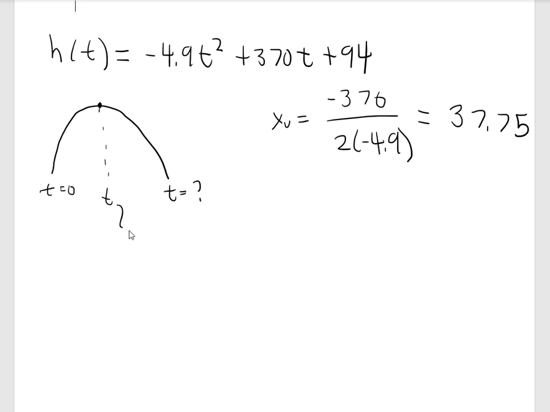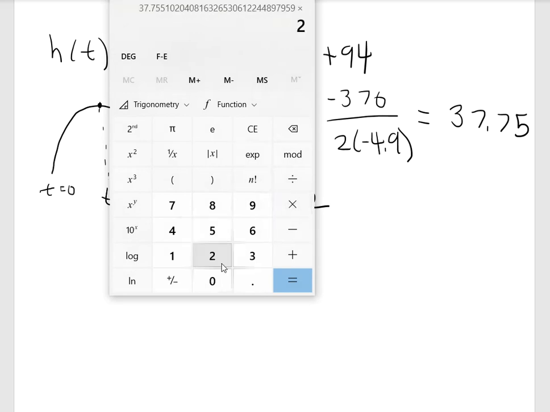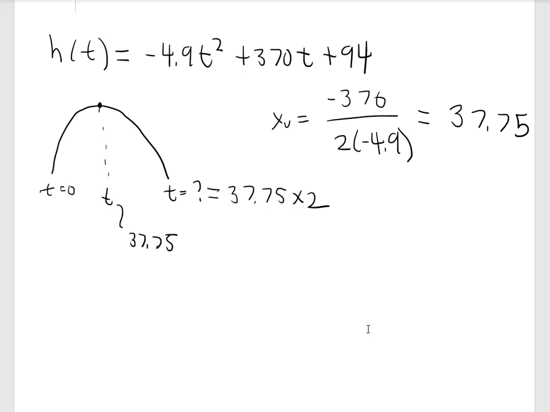So this is 37.75. So remember that all quadratics are symmetrical. So if I want to find the time it hits the ground, that's very easy. That's just going to be 37.75 times 2. And I can do that right now, times 2. So that gives me 75.51. So the actual time it takes to hit the ground is going to be 75.51. But I'm not done yet. I have to find the y-coordinate of the vertex.